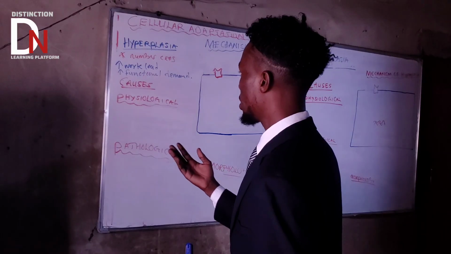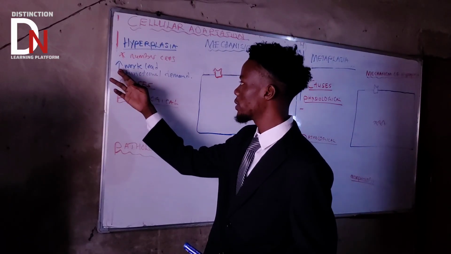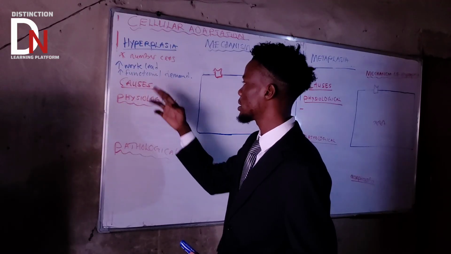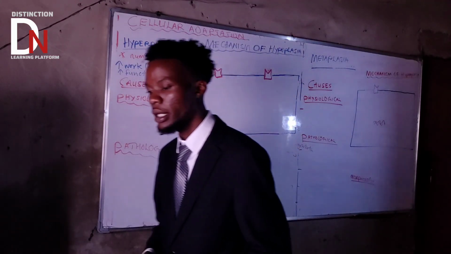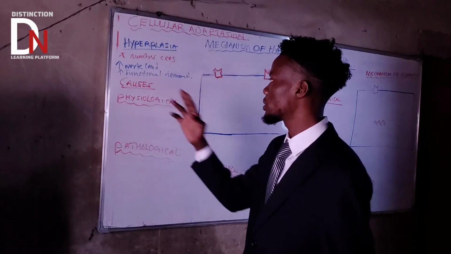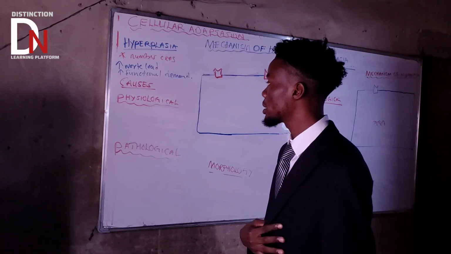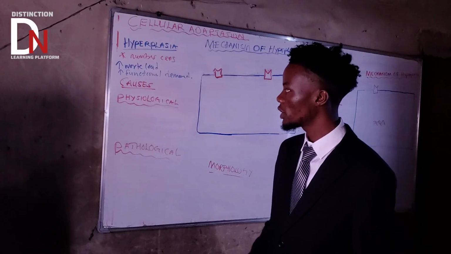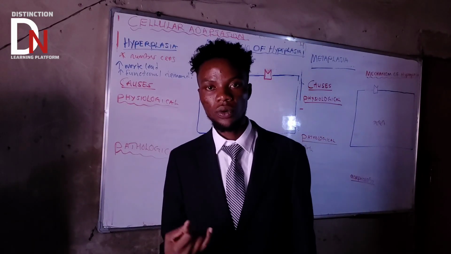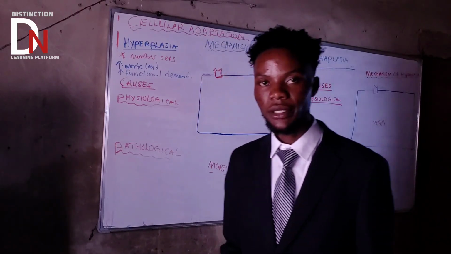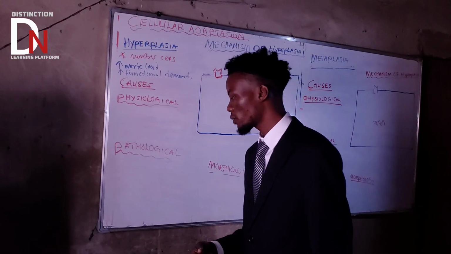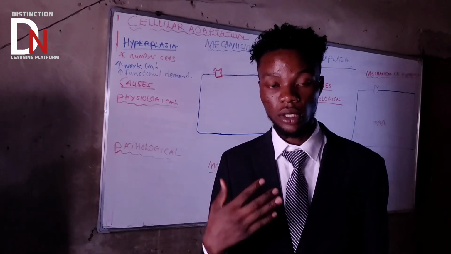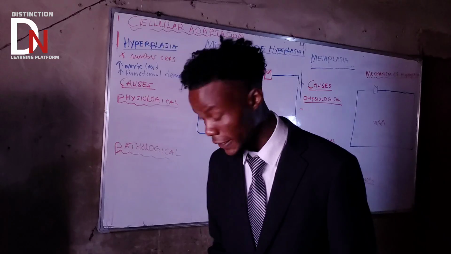Under hyperplasia, you will find that the cell is experiencing increase in workload. The cell is experiencing increase in what? Functional demand. The question is, what can cause increase in workload and what can cause increase in functional demand? So remember that there are two major causes of hyperplasia. There are physiological causes, meaning normal causes, not because there is an underlying illness or condition. Pathological causes are because someone is having a disease. So those would be categorized under pathological causes.